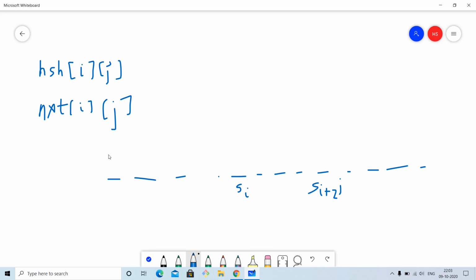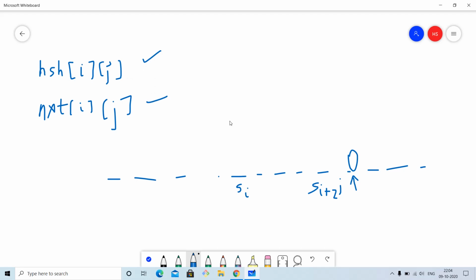So what this next ij is, next ij is the position in the string starting from the index I of the answer. For example, in this case, let us say the answer starts from the position si. So starting from the position I, this is the position. This denotes the position after the length 2 to the power j, that is this position. So this position is denoted by next ij, and the value of the hash from si to si plus 2^j is denoted by hash ij, right?